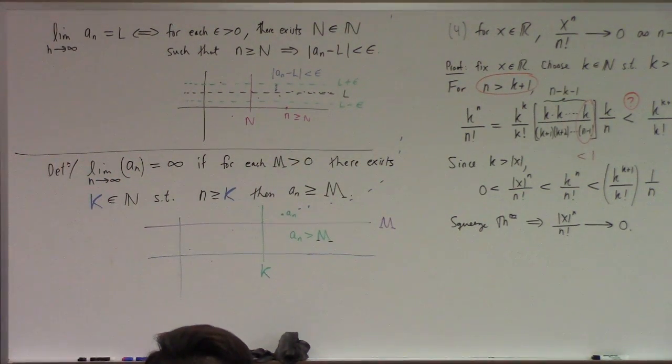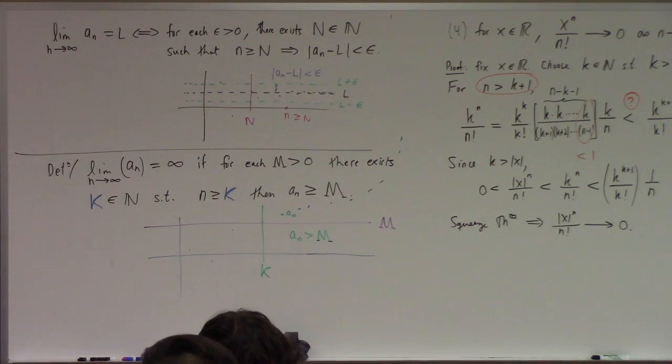If a sequence goes to infinity, that means that no matter how big a value you give me, I can go far enough out in the sequence and get larger than that value. And not just that, everything beyond that point is larger than that value. This is what it means for a sequence to diverge to infinity.